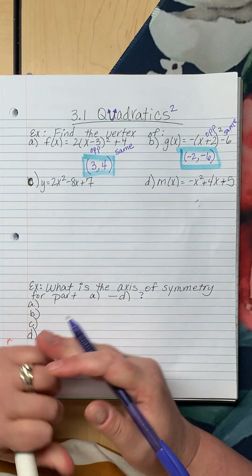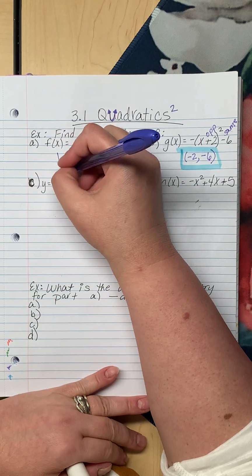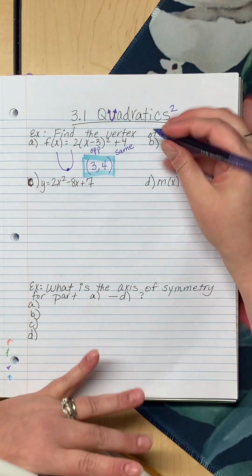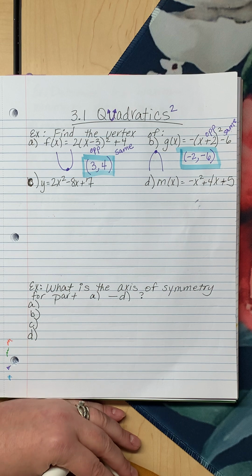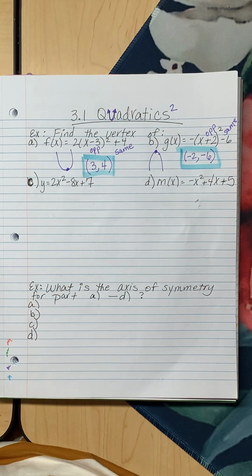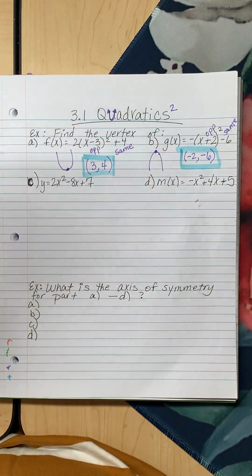And if you're wondering what a vertex is, it's the bottom of the valley or the top of the mountain. It's also called a minimum and a maximum. So these 2 points would be either the bottom of the valley or the top of the mountain.